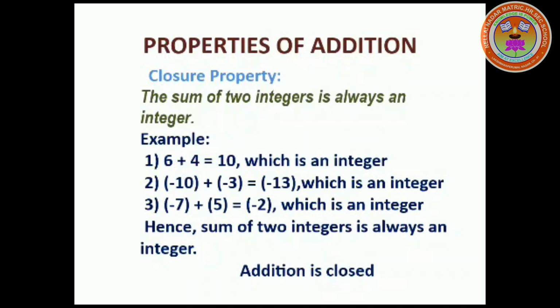We'll move on to some properties of addition. The first property is the closure property. What does the closure property state? The sum of two integers is always an integer.